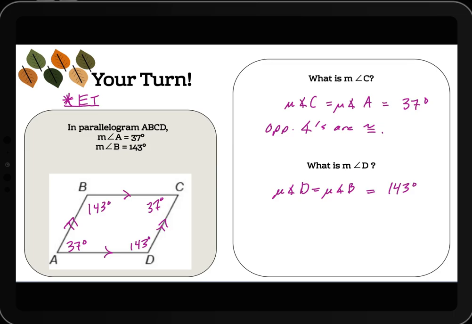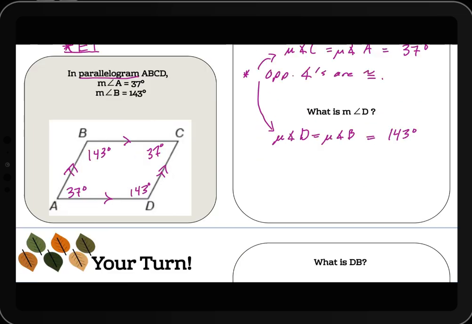Opposite angles are congruent is an easy way to justify for both of these, right? So it's good for this one as a reason, it's good for that one as a reason, because it is a parallelogram. Again, pay attention to this particular slide for your exit ticket.